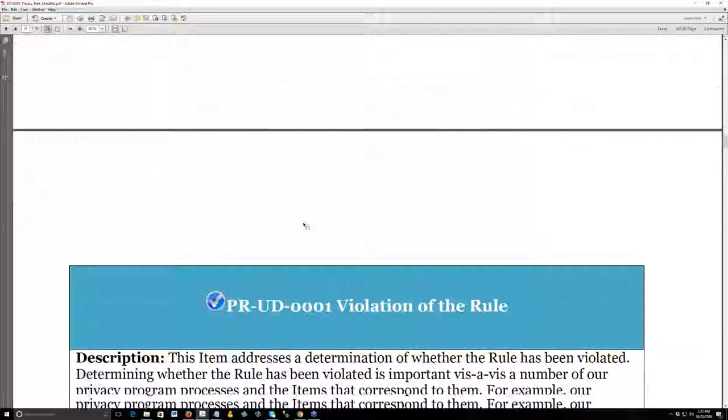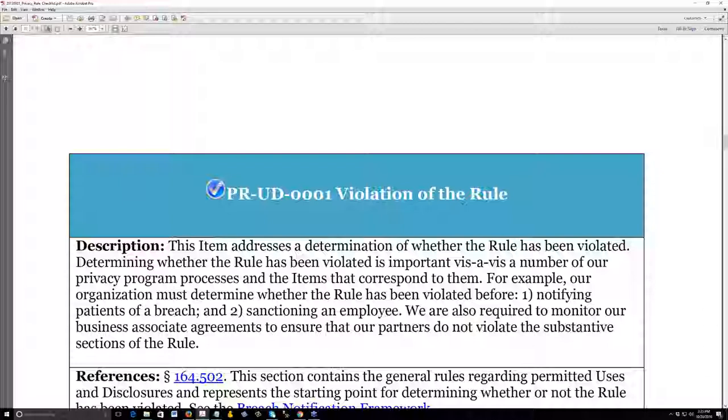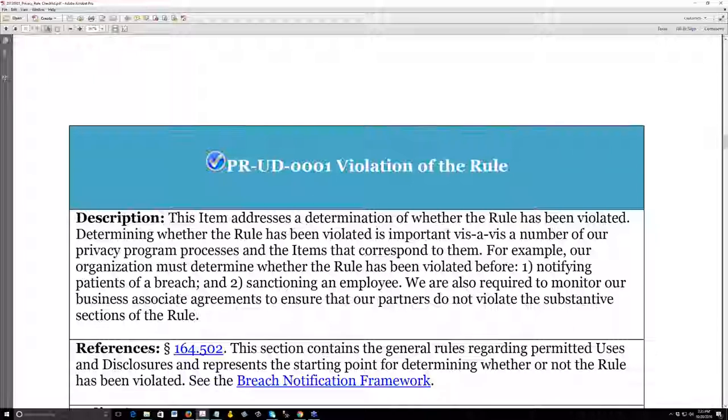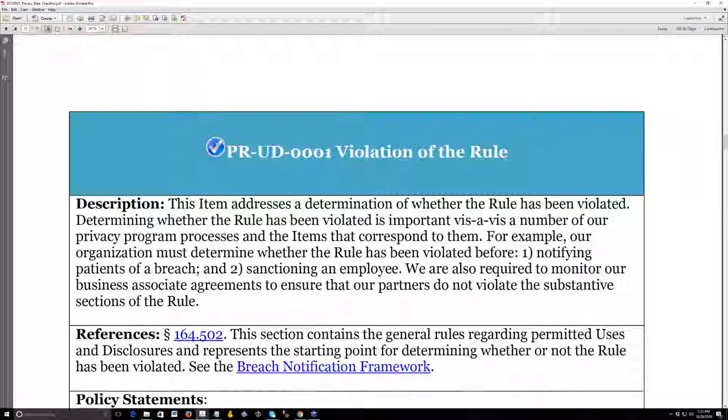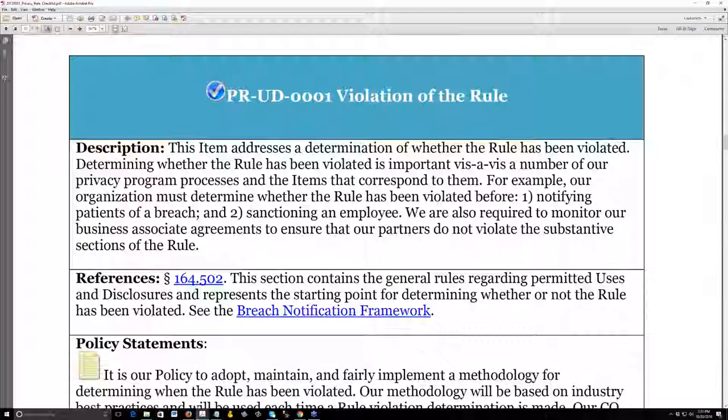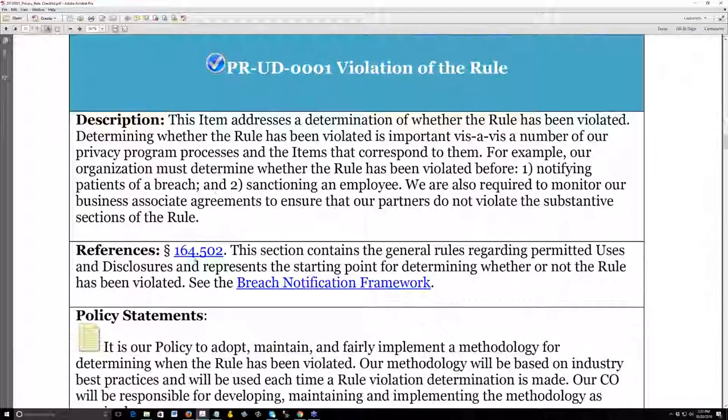Okay, this is privacy rule uses and disclosures 001, violation of the rule. This is our first checklist item. Notice there's a description, and there are references back to section 164.502. If you click on this, it's going to take you to that place in the HIPAA Survival Guide.